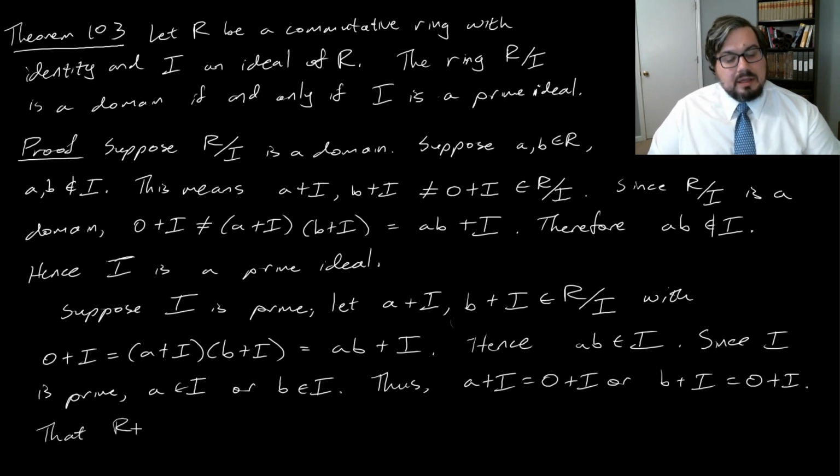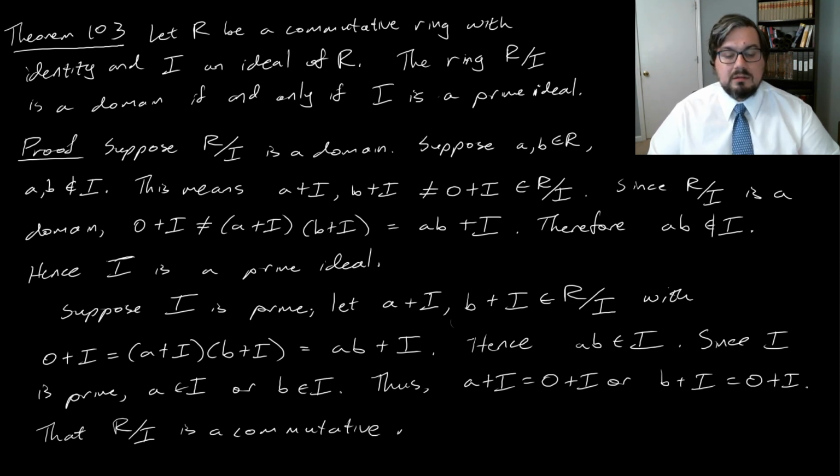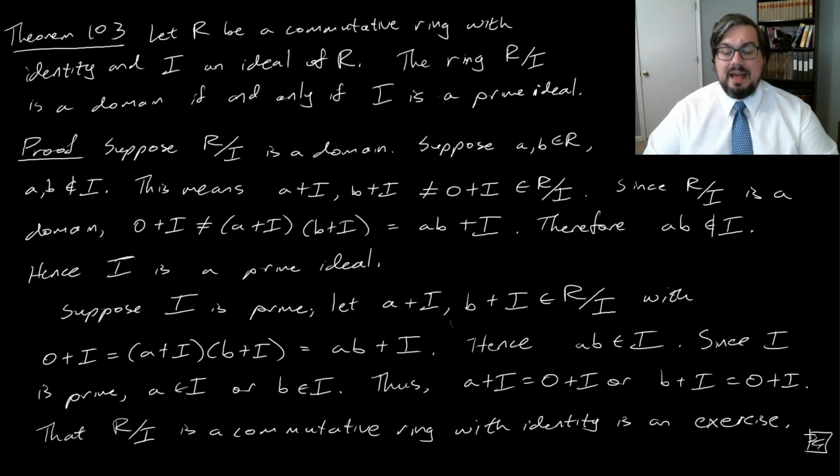So the other thing that we have to check is that R mod I is a commutative ring with identity. However, notice that we assumed that R was a commutative ring with an identity to begin with, and so the fact that R mod I is a commutative ring with identity is an exercise. The same exercise I mentioned before. All right, so that finishes that up. We have that the ring R mod I is a domain if and only if I is a prime ideal.